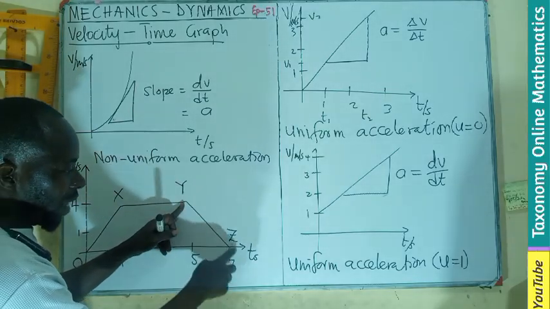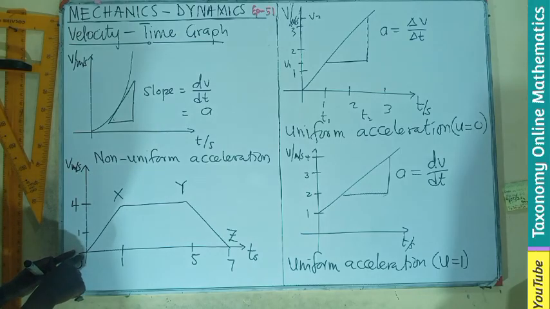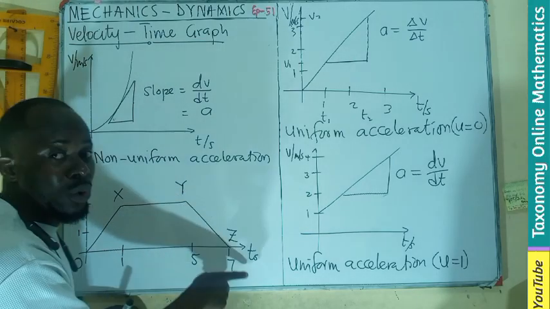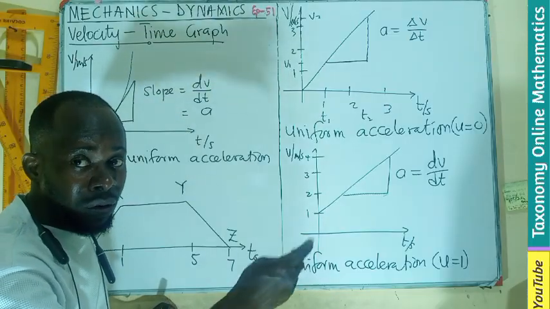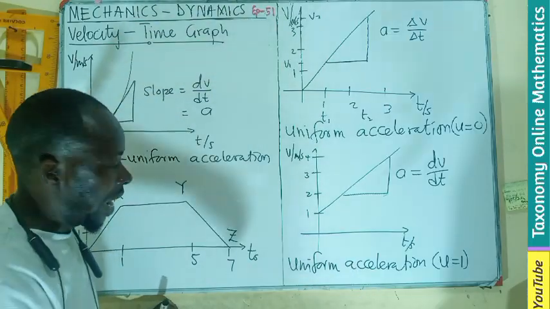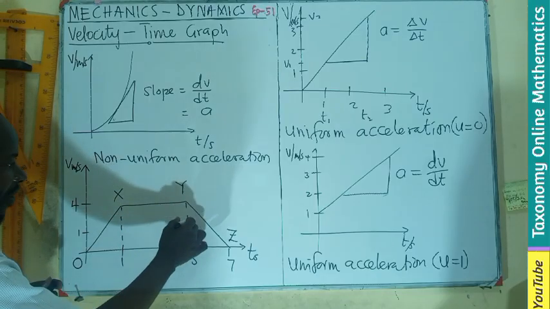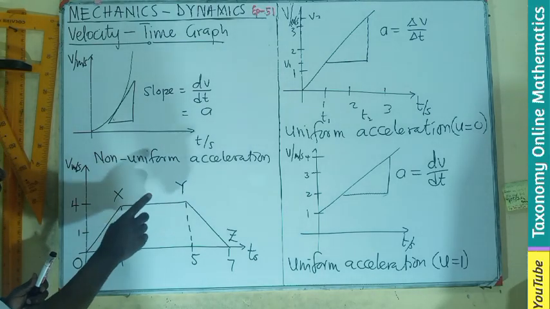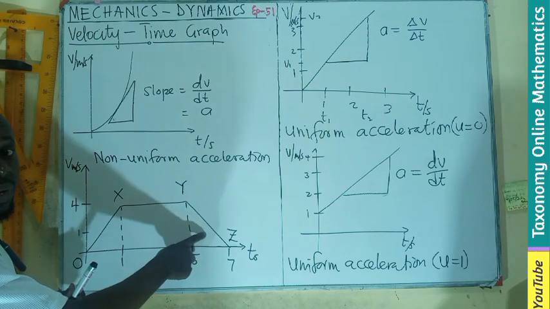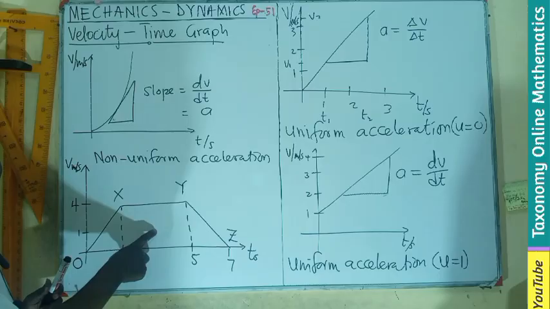Then from here, you come all the way from 4 meters per second, you move down to 0, meaning you have reduced in velocity. That is retardation. That will give you what they call deceleration, right? So there are 3 parts of this journey. The first part, acceleration is uniform, then 0, then deceleration: positive acceleration, zero, then negative acceleration.